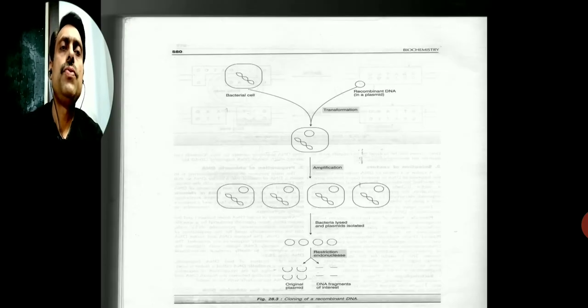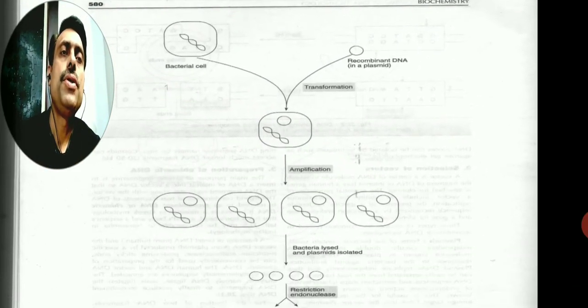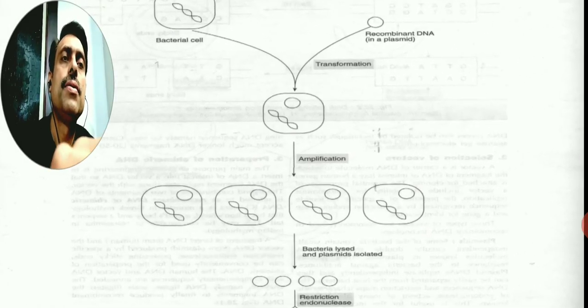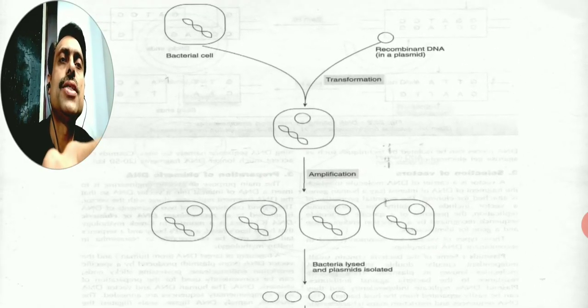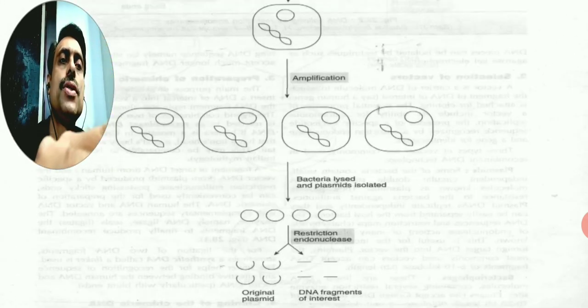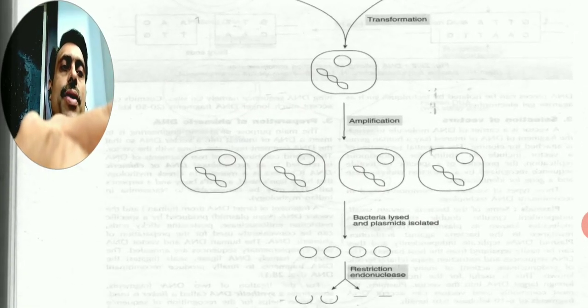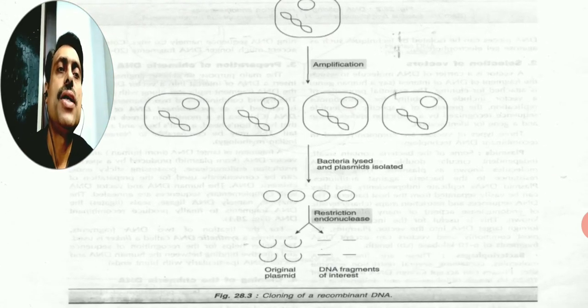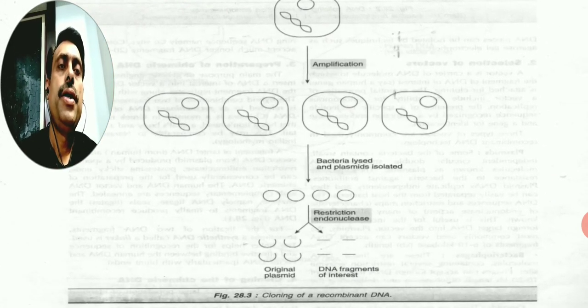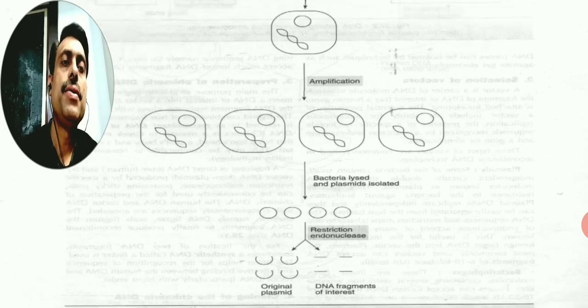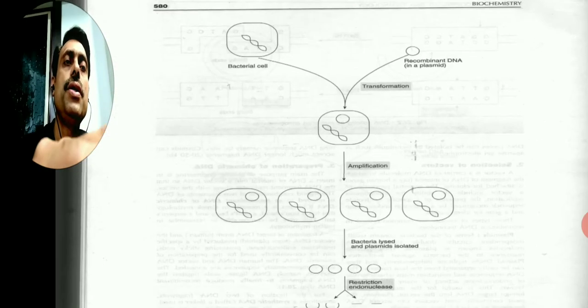In this figure it is shown. Recombinant DNA, that is human DNA, in a plasmid in a bacterial cell. There is transformation, and that leads to amplification of bacteria. The bacteria are lysed and plasmids are isolated, and restriction endonucleases act on these plasmids. Again, the original plasmid is derived and the DNA fragment of interest we derive.